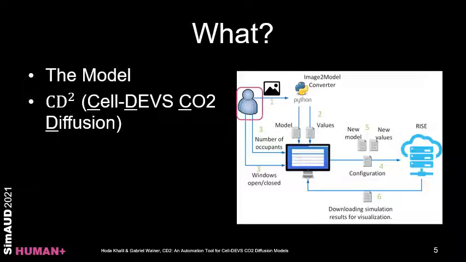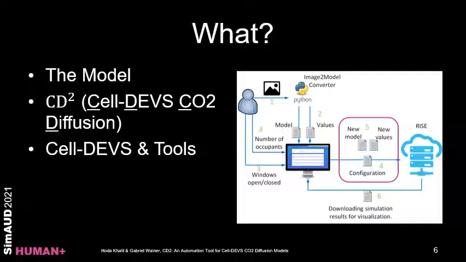Through a web interface, the user can implement a cycle of features. That starts by converting a simple floor plan into a Cell-DEVS model. Second, the user specifies some settings, for instance, the status of the window, closed or open. Also, the user can specify the number of occupants to be generated randomly in different empty locations as cells of type CO2 source. At this point, CD-Square updates the model with the configuration entered by the user and prepares this package to be sent to the next step.